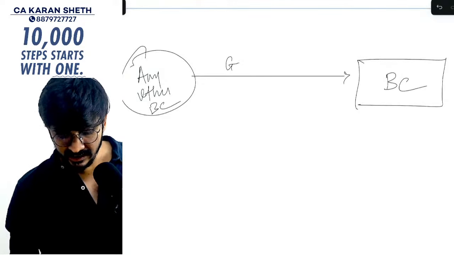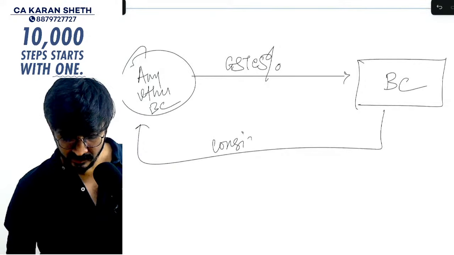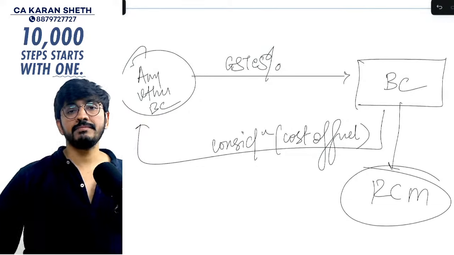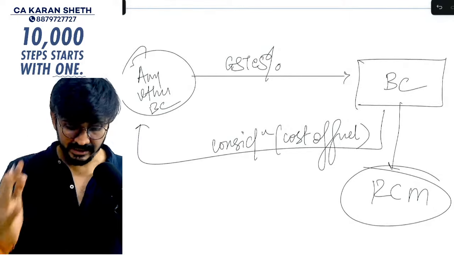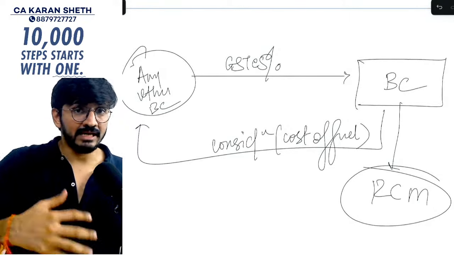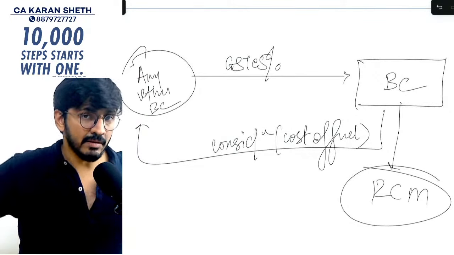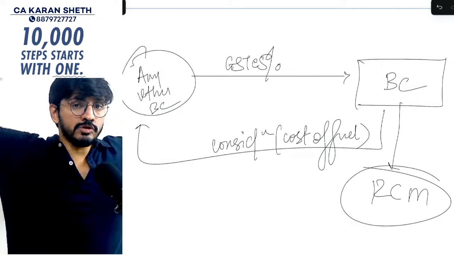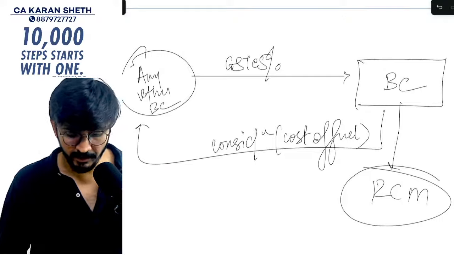And here if GST is at the rate 5% and the consideration that you have charged includes cost of fuel, then in that case definitely RCM will apply. Is that very clear, my dear friends? Yes sir. Okay, so close your eyes and say it with me. Supplier other than body corporate, recipient body corporate, and consideration includes cost of fuel, and GST is at the rate 5%. In that case, RCM will apply.